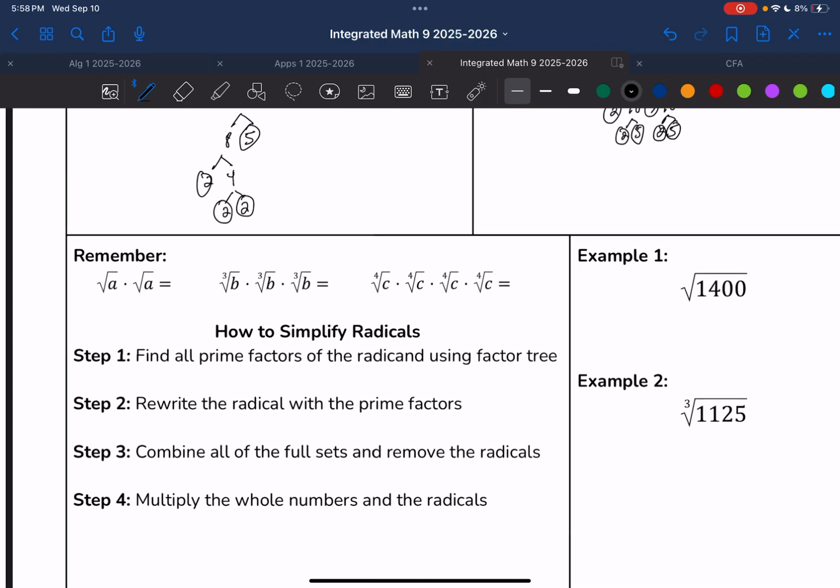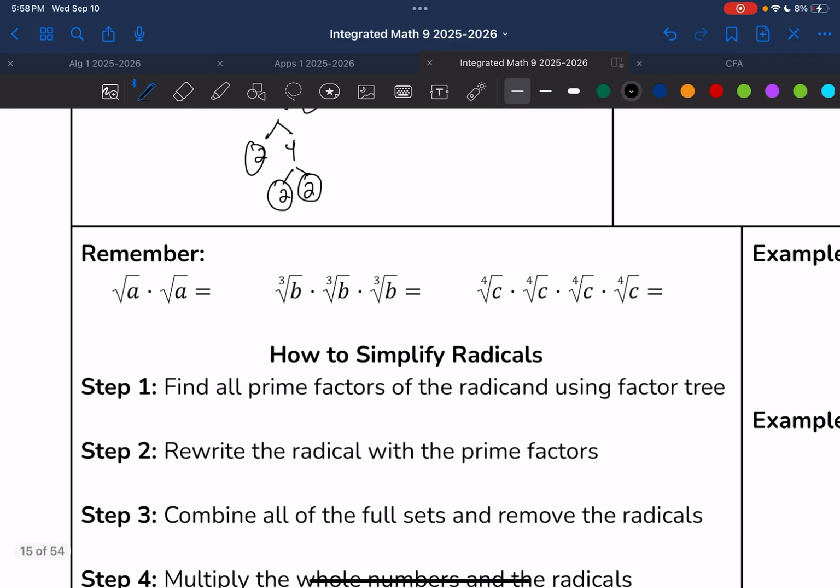Well, the answer is we're going to make use of this property. So remember that the square root of a times the square root of a just becomes a, right? Think about that as a to the 1/2 times a to the 1/2. Well, if we add those powers, we're going to get a to the first, which is just a.